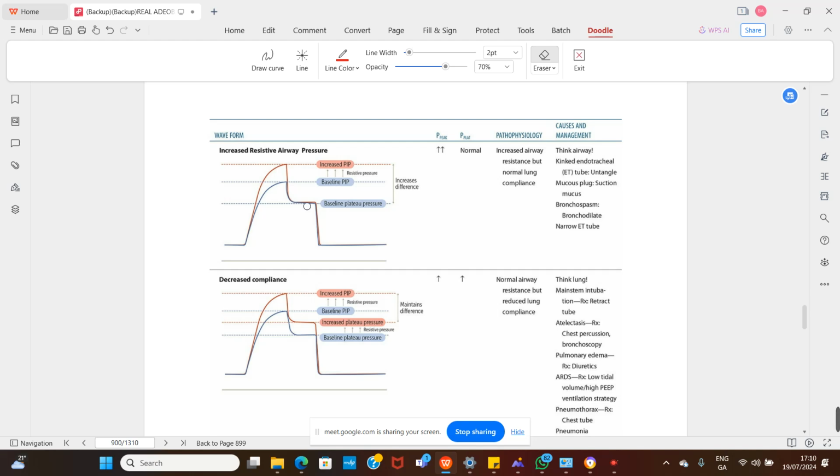So the next thing for you, once you see the elevation, is to quickly check the plateau. Is it okay? Plateau is okay. Oh, this one will be resistance. But what can be occluding the circuit? Is it that the tube has kinked? Is it that there's a mucus plug somewhere? Is it that there's bronchospasm? Is it that the tube is narrow? So you just look at the individual's airway. Very easy. Increased airway pressure.